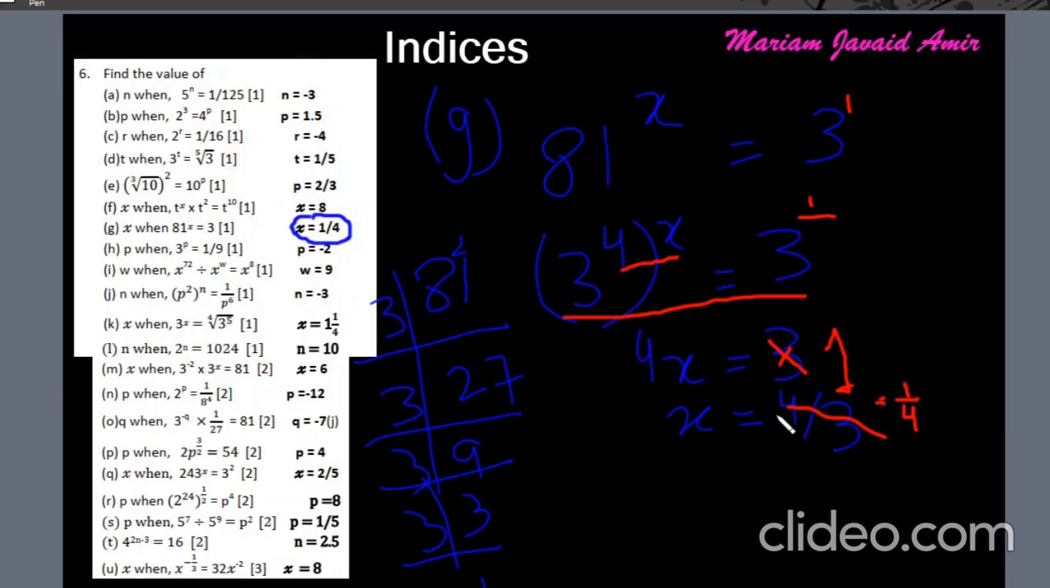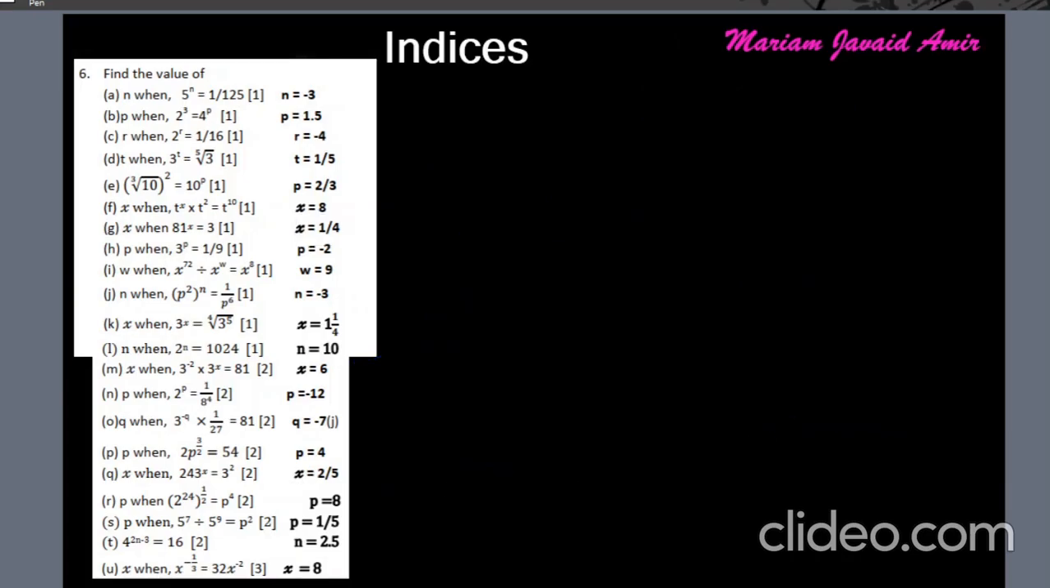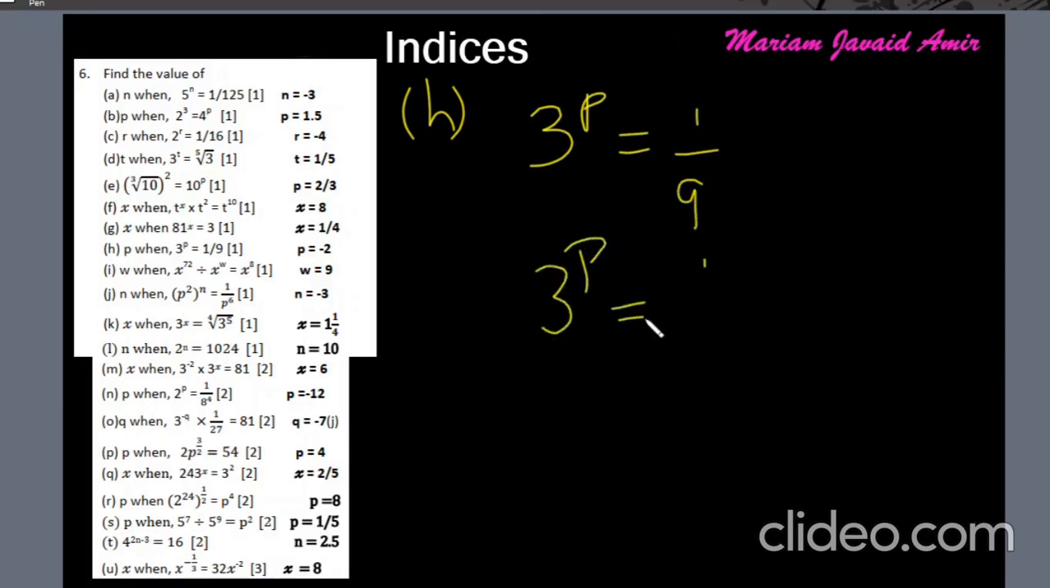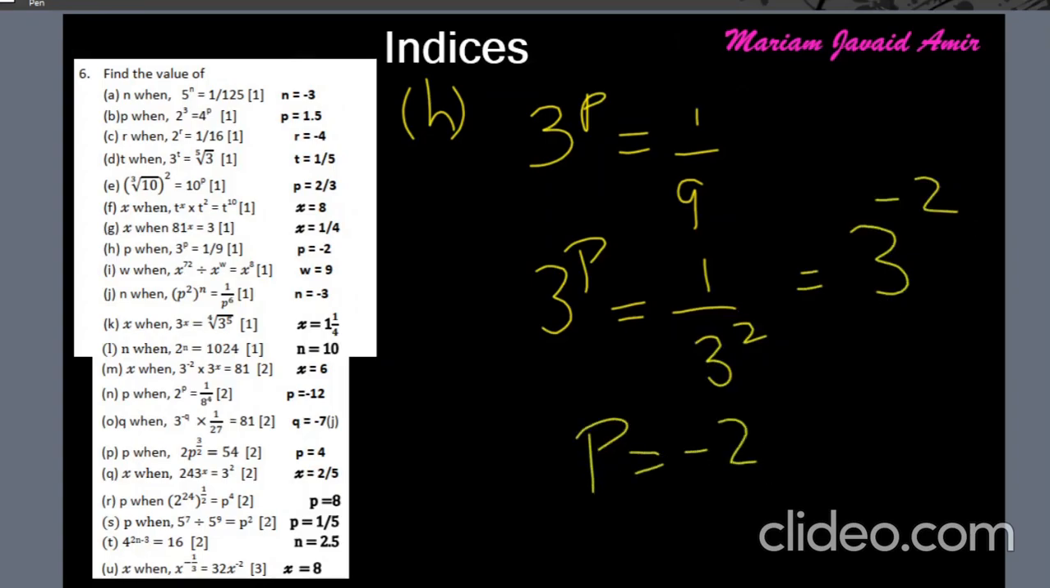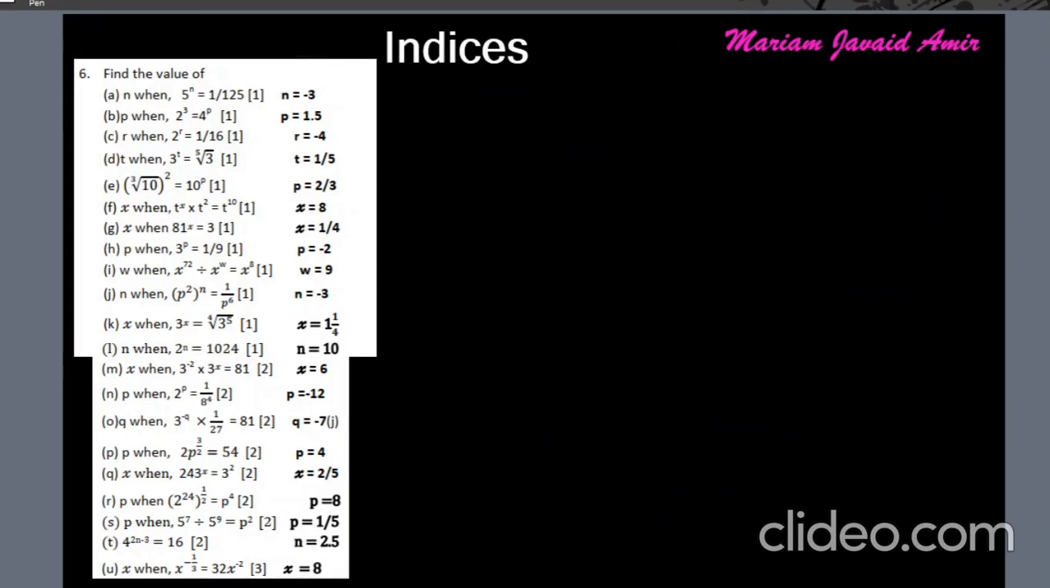Okay. Part H. 3 power p equals 1 by 9. So 3 power p equals 1 over 3 square, which equals 3 power minus 2. So p is simply equal to minus 2. Part I.